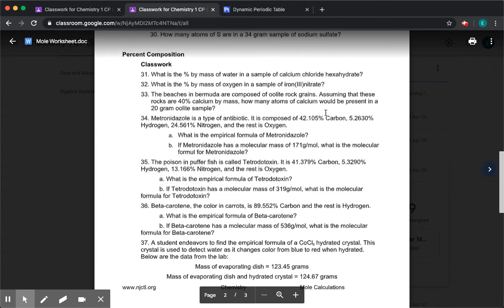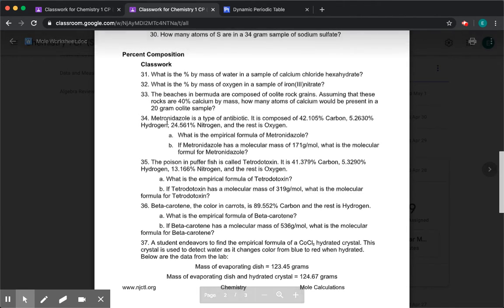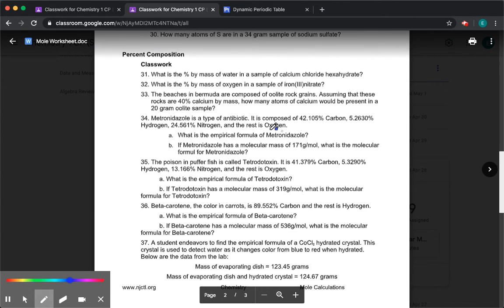And then 33 is a little unique. So now we're combining, we're doing one of those two-step problems that I told you about before. It's telling us the percentage by mass of something already. It says we have 40% calcium by mass. We want to know how many atoms of calcium that is if we have 20 grams of it, okay? So number 33 is asking us how many atoms. That's what we're looking for. Our final answer is not going to be in moles. It's not going to be in mass. Our final answer is going to be in atoms, okay?